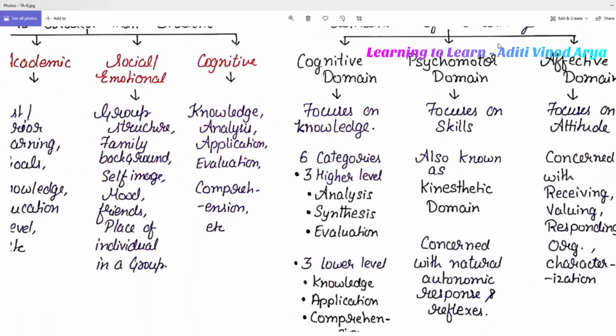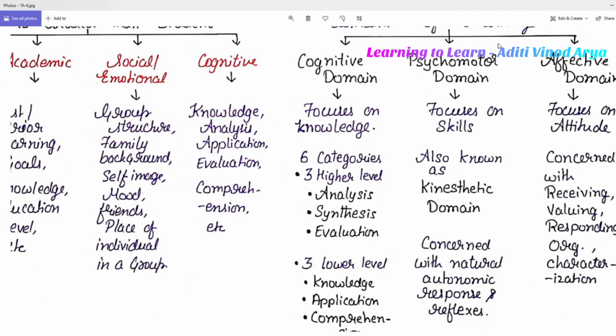Cognitive domain means it is related to the mind. You're more concerned about your mind. If a student has, you can say, a sound mind, a logical mind, then he'll be able to understand things by his cognitive domain. Okay, so it is related to your head.